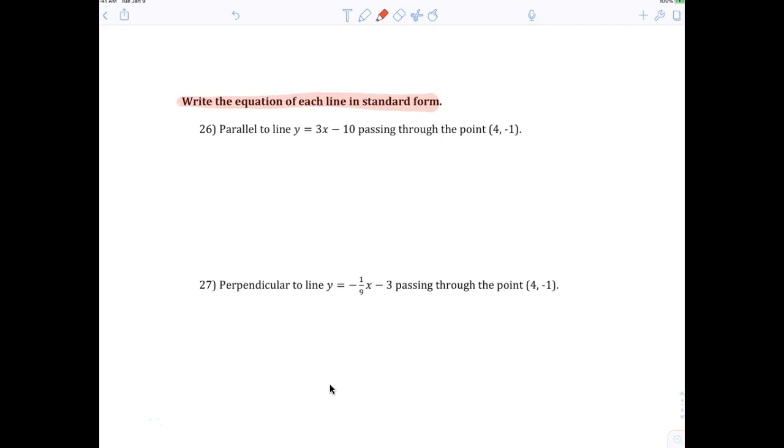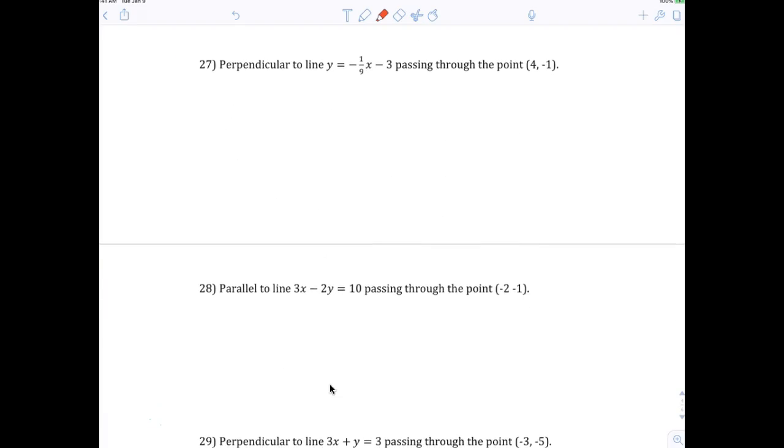What does it say? Write the equation in standard form. Is everybody hearing me? All right, in order to write it in standard form, it's not going to be point slope. If I'm doing a perpendicular line, someone brilliant, tell me what the slope of the perpendicular is. 9, brilliant. What point am I passing through? 4, -1.